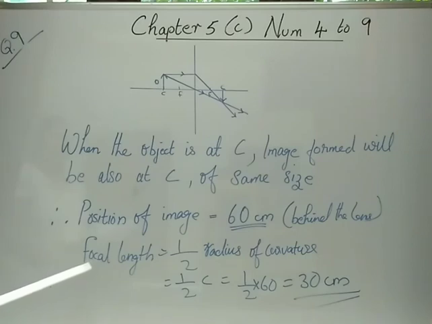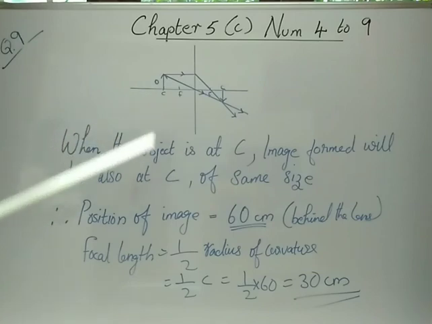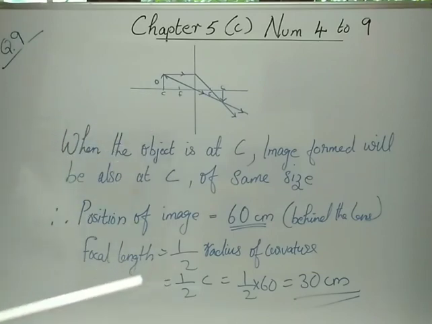So the second question is calculate the focal length. Focal length means half of the radius. So we can take half of 60. The radius of curvature we got as C. C is 60, so half of 60 is 30 centimeter. So the focal length we got is 30 centimeter.